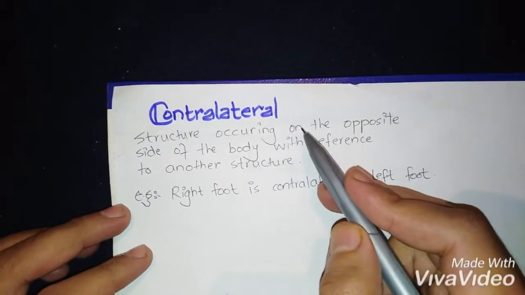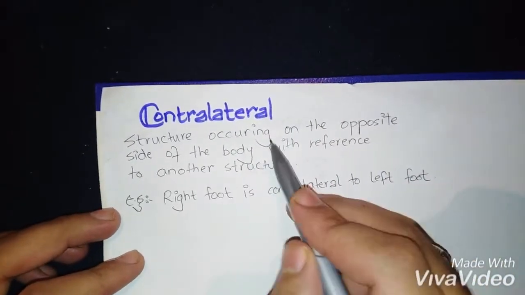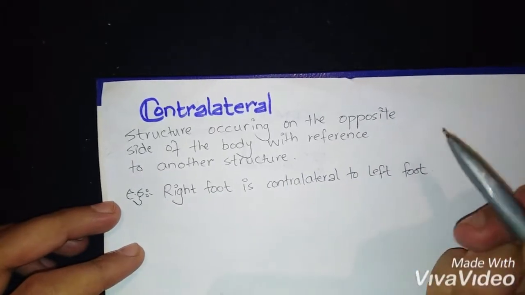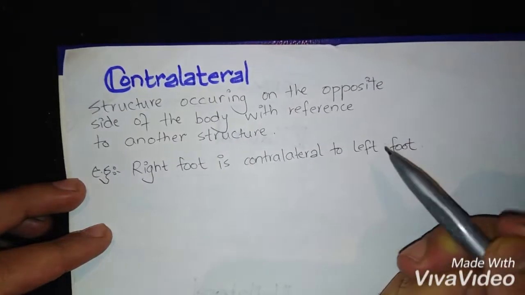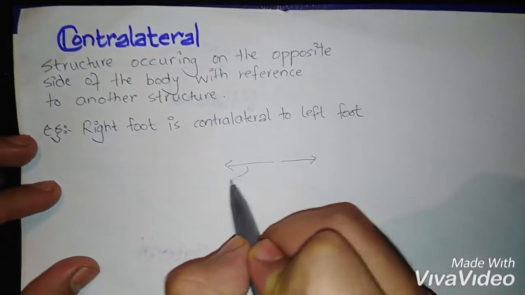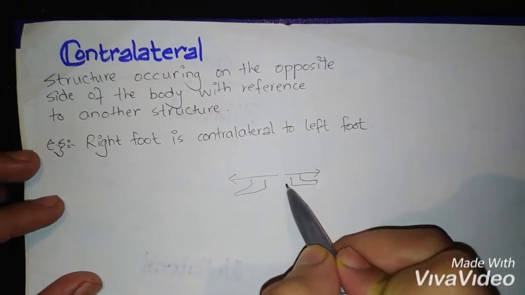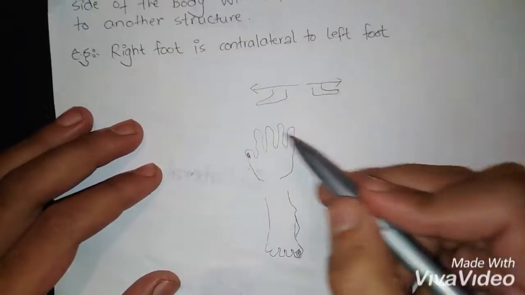Another term is contralateral. Contralateral is a structure occurring on the opposite side of the body with reference to another structure. For example, the right foot is contralateral to the left foot. These are opposite directions. So the right foot is here, the left foot is here. So the right and left foot are contralateral to each other. That was all about the terms.